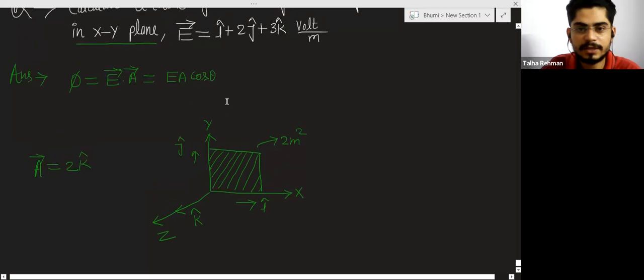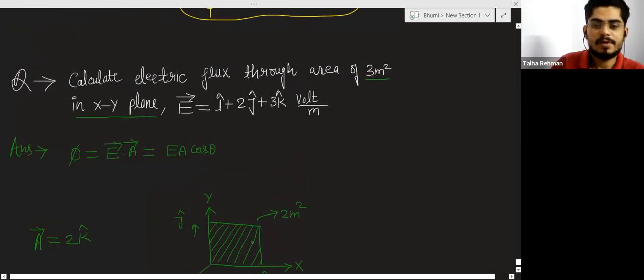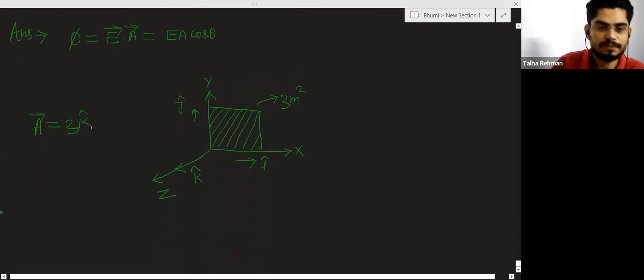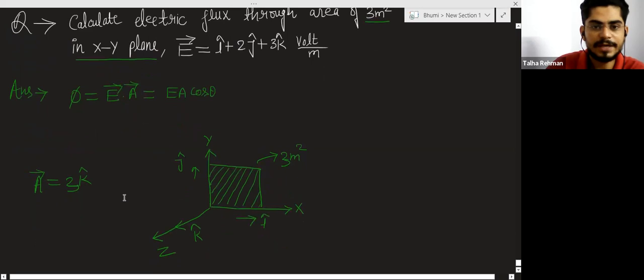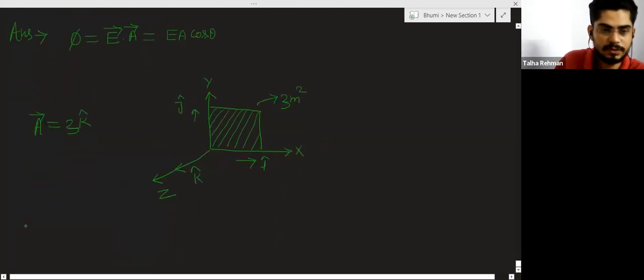Okay, here is 3 meter square. So this is 3 meter square, no problem, we can change it. Now this is 3. Now apply the formula. We have electric field, I cap 2 j cap plus 3 k cap, and we have area vector as 3 k cap.